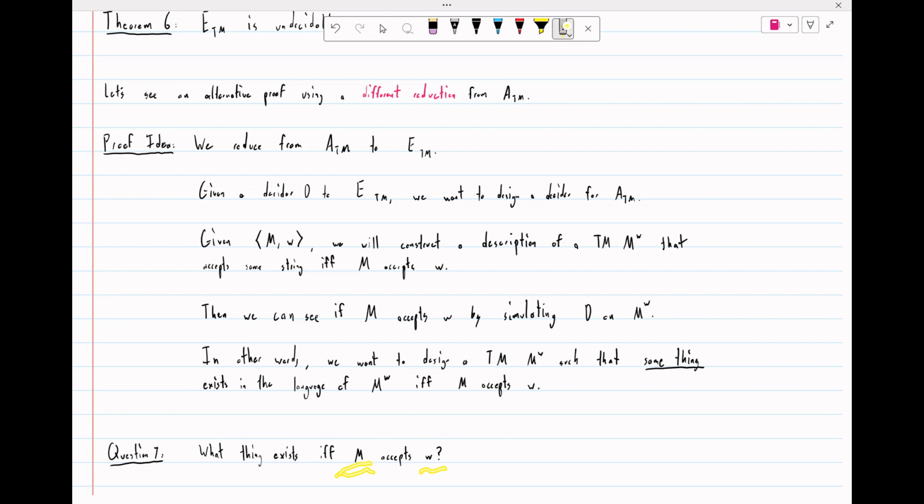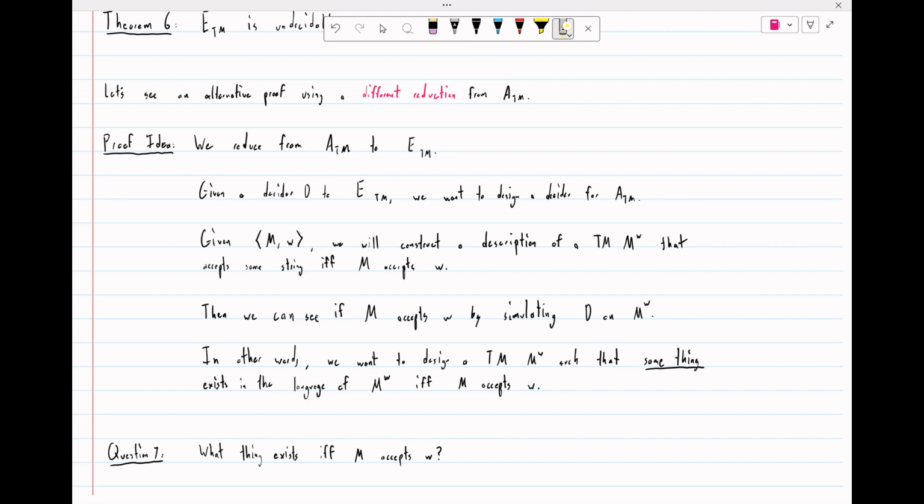What did it mean for a Turing machine to accept a string W? What was the definition? Yeah. What was halting? Yes. A Turing machine M accepts W if and only if there exists some sequence of configurations of M on W which halts and accepts.